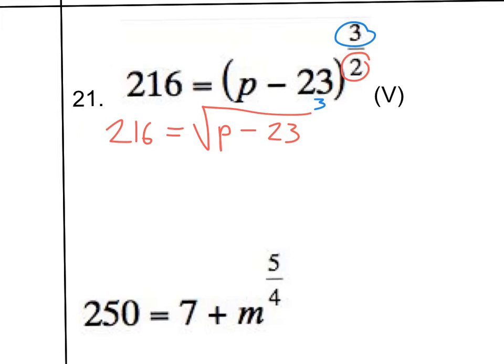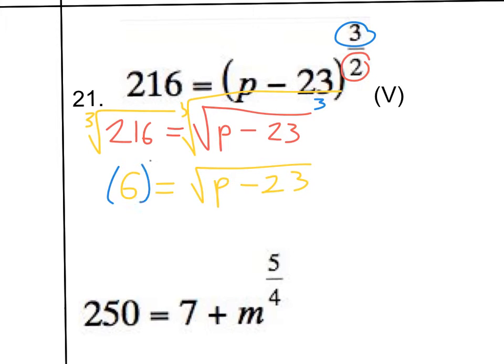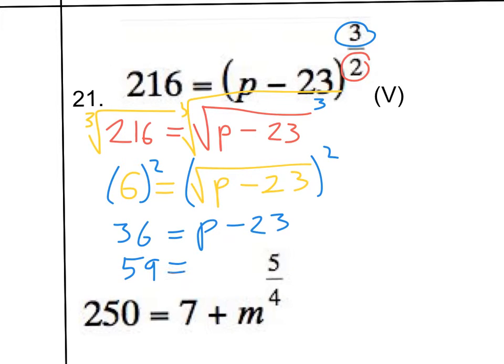Okay, I'm going to undo this by taking the 3rd root of both sides. 3rd root of 216 is going to be 6. So we get 6 is equal to the square root of p minus 23. We're going to square both sides, and that gives us 36 is equal to p minus 23. Going to add 23 to both sides and get 59 is equal to p. And that's it.